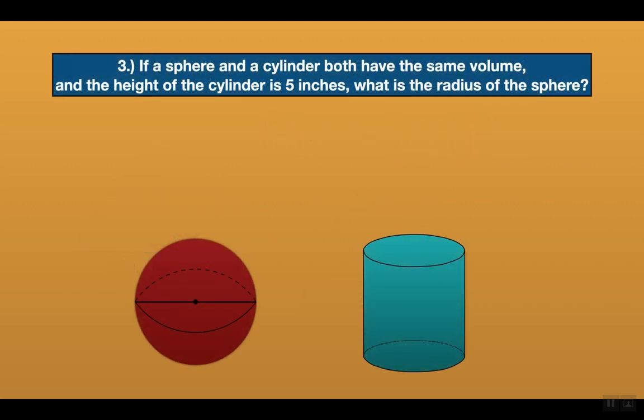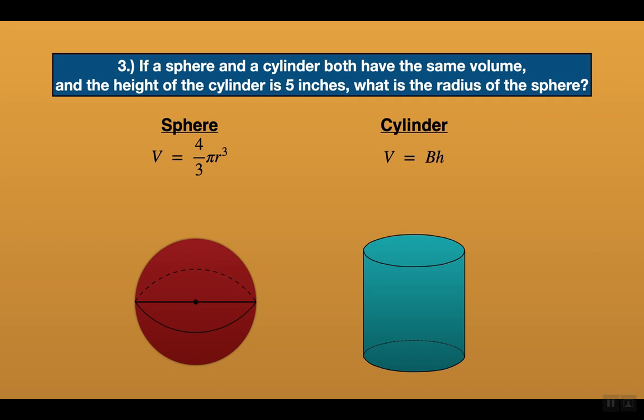Question number 3. If a sphere and a cylinder both have the same volume and the height of the cylinder is 5 inches, what is the radius of the sphere? Let's begin by getting the formulas for the volume of a sphere and the volume of a cylinder.